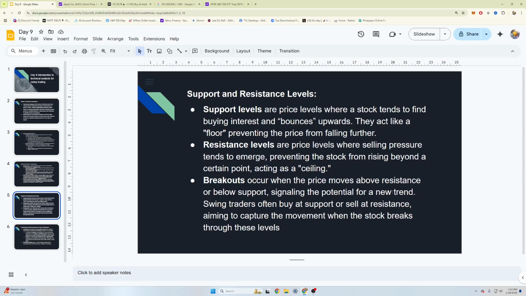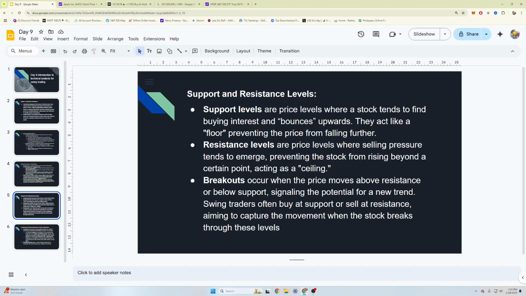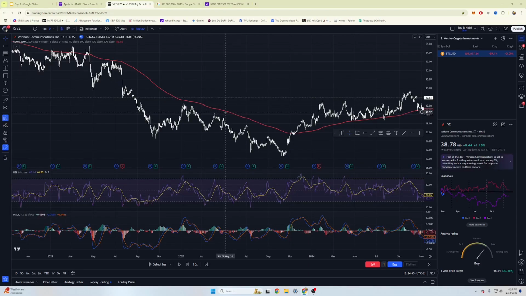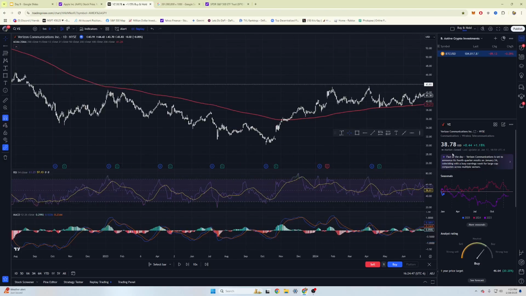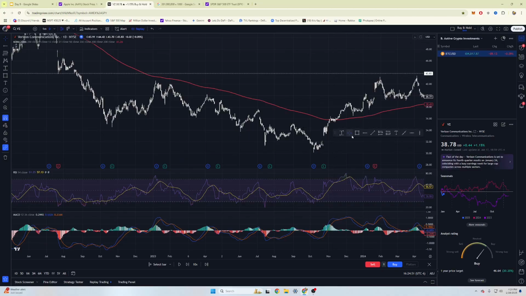Support levels and resistance levels, and we have breakouts. So let's look at support and resistance levels. With support levels, price bounces upwards. With resistance levels, price bounces downwards, acting as a ceiling. And a breakout is when price breaks above and continues going. So let's give y'all an example of all three. Now, support and resistance levels can be diagonal. A lot of people don't actually teach that, but that is the truth.